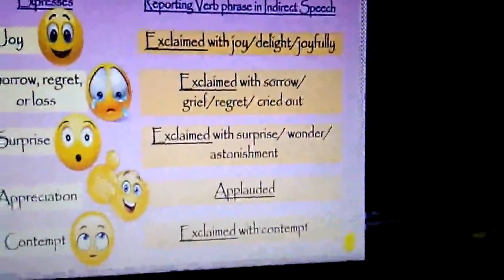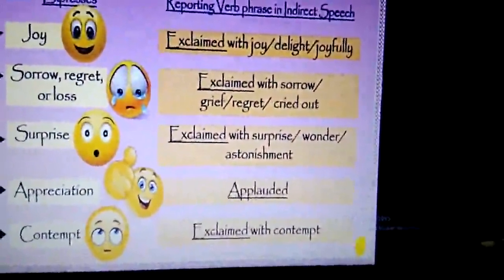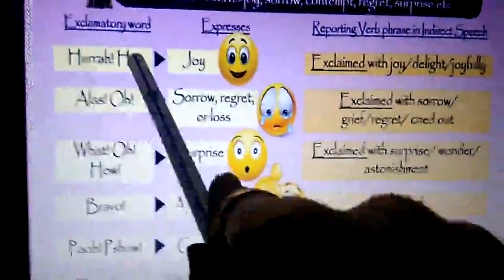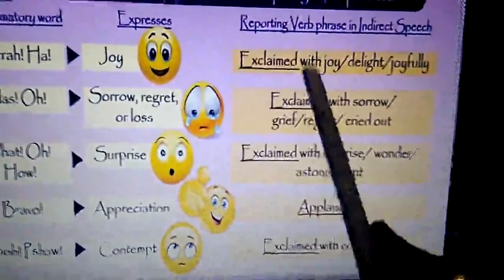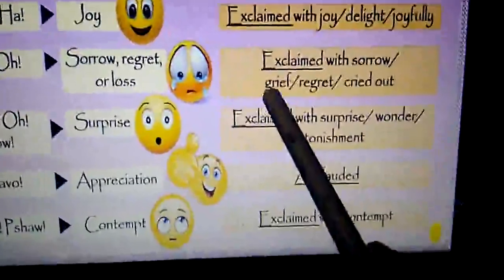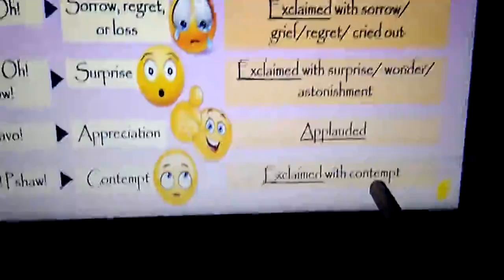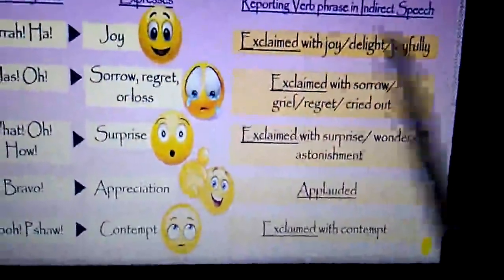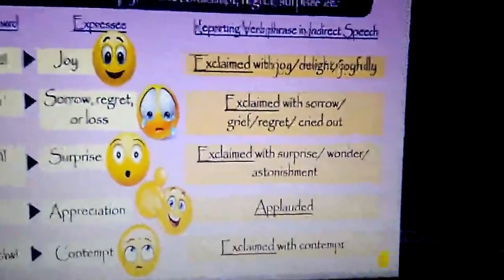When we want to convert such exclamatory sentences into indirect speech, we simply skip these exclamatory words which are used in direct speech. Instead, we add other words like he exclaimed with joy, he exclaimed with sorrow, he exclaimed with surprise, he applauded, he exclaimed with contempt. So when we convert direct speech into indirect speech, we skip such exclamatory words and use such expressions instead.